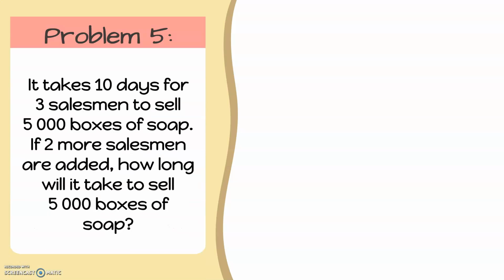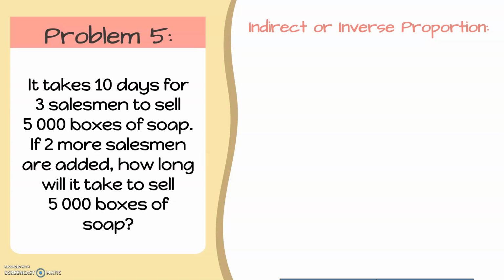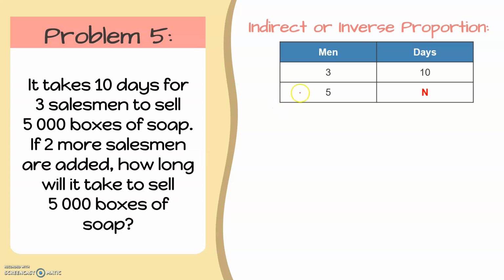Let's try our last example. It takes 10 days for 3 salesmen to sell 5,000 boxes of soap. If 2 more salesmen are added, how long will it take to sell 5,000 boxes of soap? This problem involves indirect or inverse proportion because again, ideally, as the number of salesmen increases, the number of days it will take them to sell all the boxes of soap is expected to decrease. So for our table, if there are 3 salesmen, it will take them 10 days to sell the 5,000 boxes of soap.